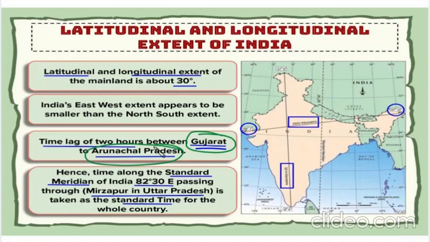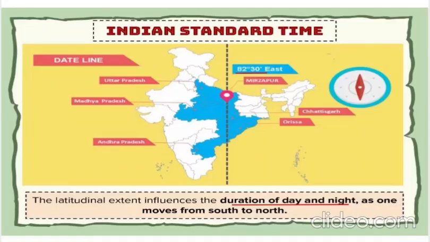Okay, so the time along the standard meridian of India. What is the standard meridian of India? 82 degree 30 east, which is passing through Mirzapur in Uttar Pradesh. That is taken as the standard time for the whole country. And what is the standard time known as? It is known as IST, Indian Standard Time. This latitudinal extent influences the duration of day and night as one moves from the south to the north.